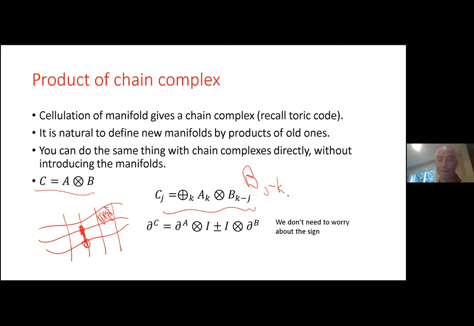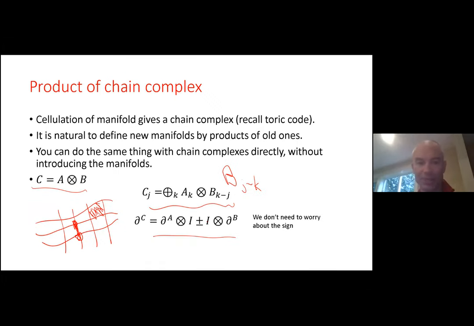And the boundary operator, I'll show this more geometrically in a minute. The boundary operator on C will be defined by the boundary operator on A times the identity on B, plus the identity on A times the boundary operator on B. There is in general a sign, the sign's easy, but we don't even need to worry about it because we're working over F2 for now. And you can check that, as long as A and B are chain complexes, this rule gives you a chain complex, in that the square of the boundary operator in C is still zero.